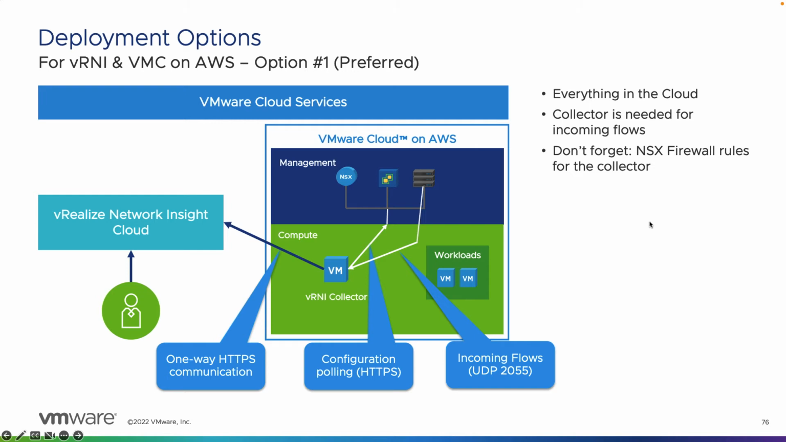The only thing that we have to do is go into NSX and configure the rules for the collector to be able to reach the VMC on AWS environment, specifically for port 443 and UDP 2055 for our incoming IPFIX flows from the NSX environment and the virtual distributed switches running in our VMC on AWS environment.